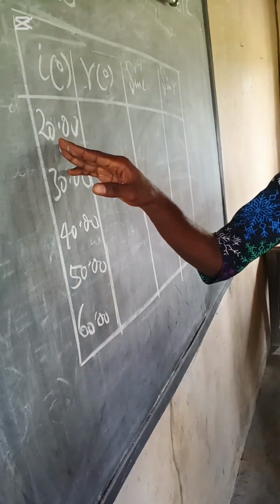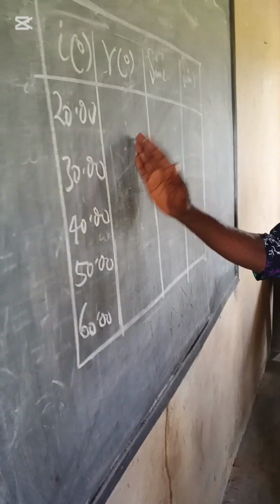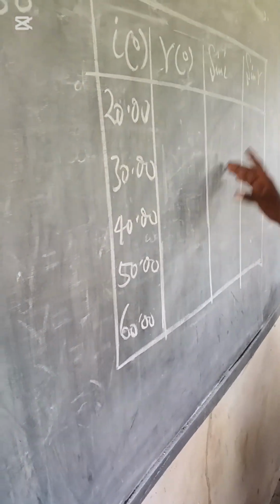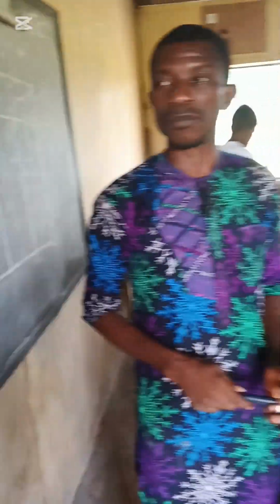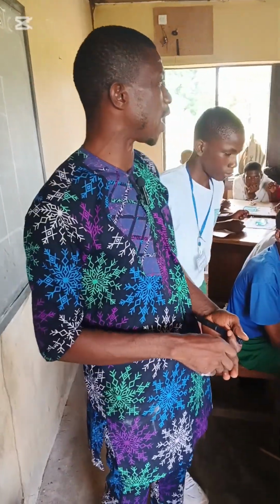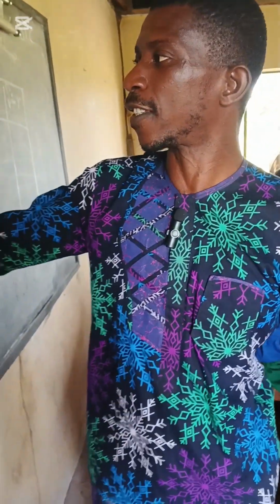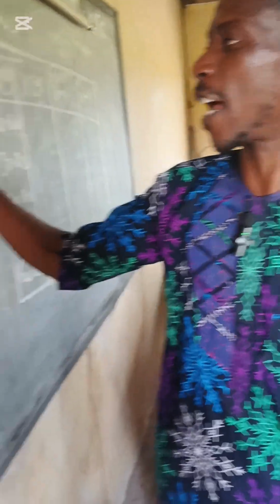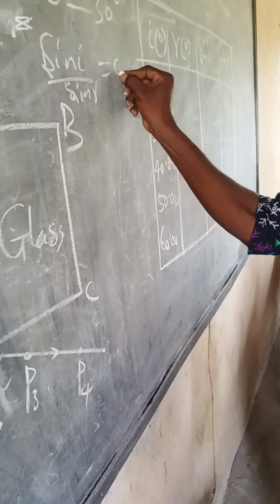For the first angle of incidence, what is the angle of refraction? For the second angle of incidence, what is the angle of refraction? Then we take the sine of them. Snell's law, what does it state? Snell's law states that the ratio of the sine of the angle of incidence to the sine of the angle of refraction is a constant. That is, Snell's law says that sin i over sin r is a constant.